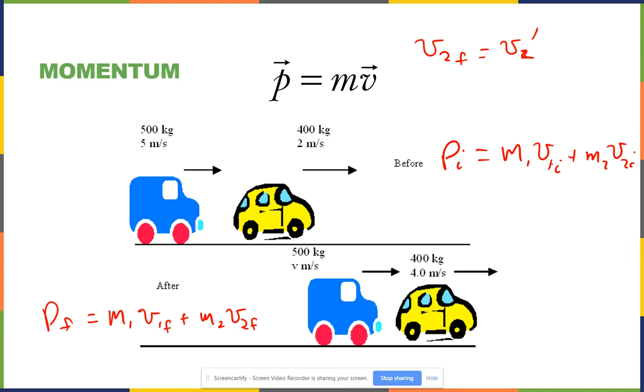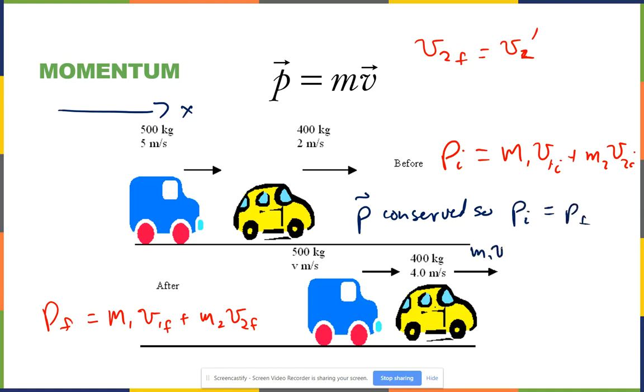So if momentum is conserved, well, don't need to mark that P_x. So the sum of the momenta in the x direction initial is the same as final.